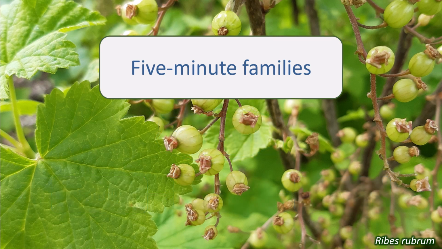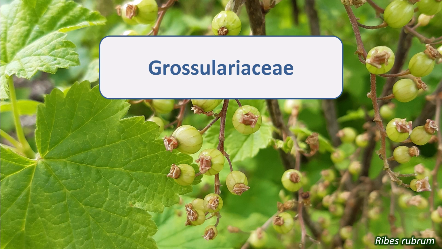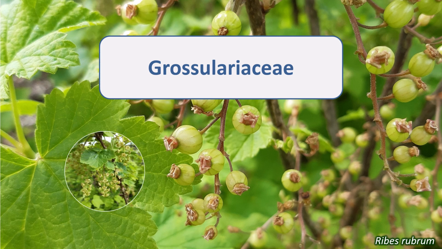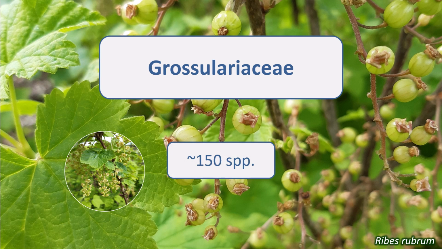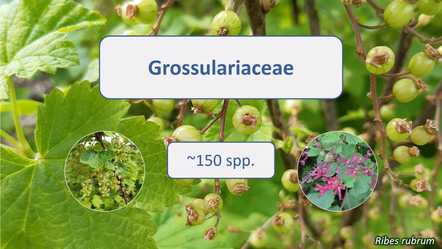Today we're going to look at the Grossulariaceae, or currant family. This is a family of perennial woody shrubs containing around 150 species. They're found across the temperate parts of the Northern Hemisphere and through the Andes mountain range in South America.